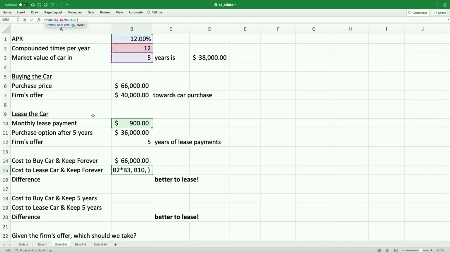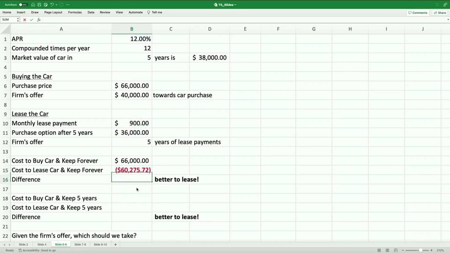In order to buy the car and keep it forever, we need to have a lump sum payment of $36,000 at the end. Okay? So I'm going to include this $36,000. And remember, the other option, if I had another comma and put something else here, is whether we have an ordinary annuity or an annuity due. If we wanted to specify an annuity due, aka the first payment is today, we would put a 1 here. But we don't have that case. This is an ordinary annuity. So we just omit that.